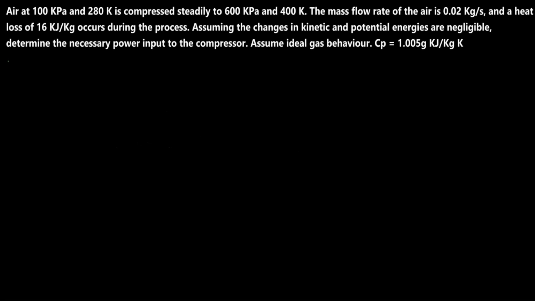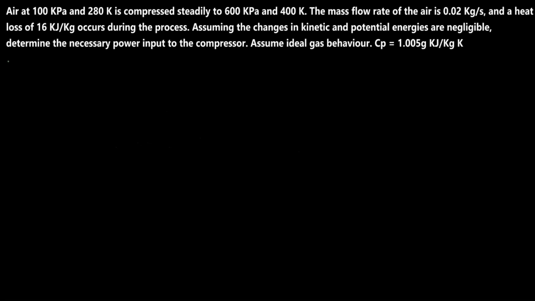Air at 100 kilopascals and 280 Kelvin is compressed steadily to 600 kilopascals and 400 Kelvin. The mass flow rate of the air is 0.02 kg per second, and a heat loss of 16 kilojoules per kg occurs during the process. Assuming the changes in kinetic and potential energies are negligible, determine the necessary power input to the compressor. Assume ideal gas behavior and take specific heat at constant pressure as 1.005 kilojoules per kg Kelvin.